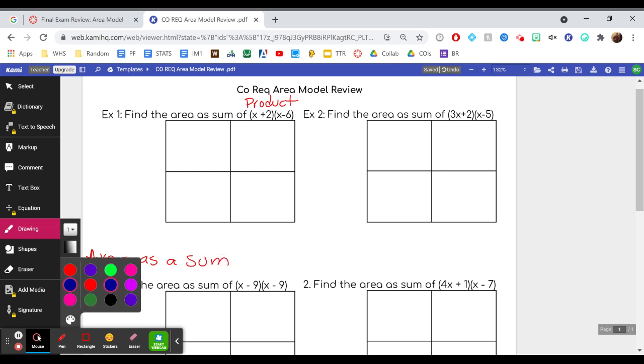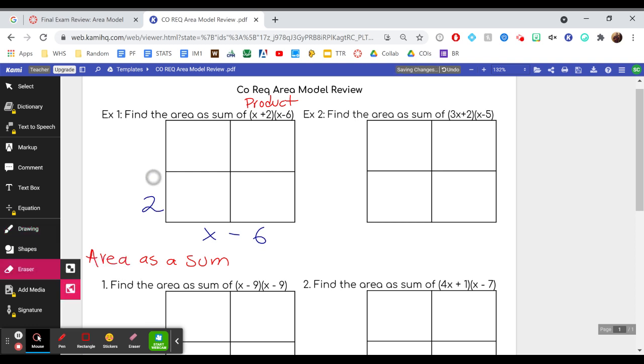So to help us do that, we're going to multiply x plus 2 and x minus 6. Or actually, I could even do it like this. Same thing your teacher does it like this. x plus 2.